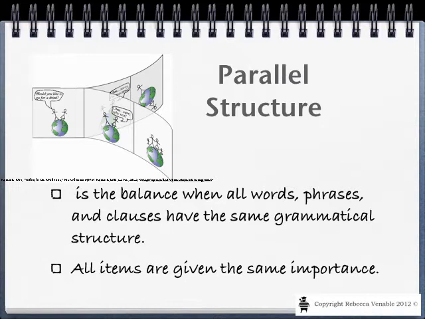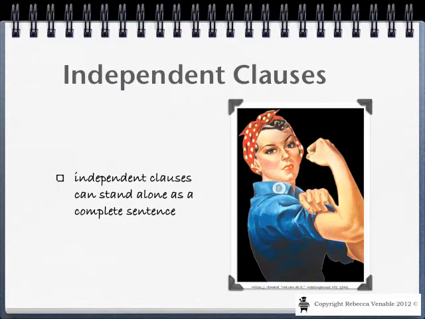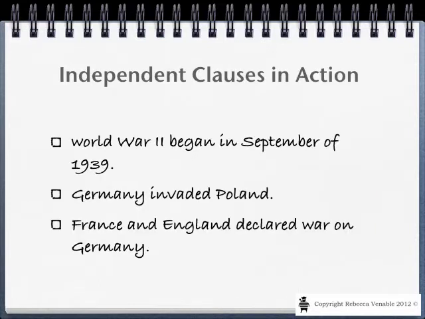So today we're looking at clauses, and to start that off, we're going to review what those are. An independent clause can stand on its own because it is a complete sentence. It has a subject and a verb. Some examples. World War II began in September of 1939. Germany invaded Poland. France and England declared war on Germany.